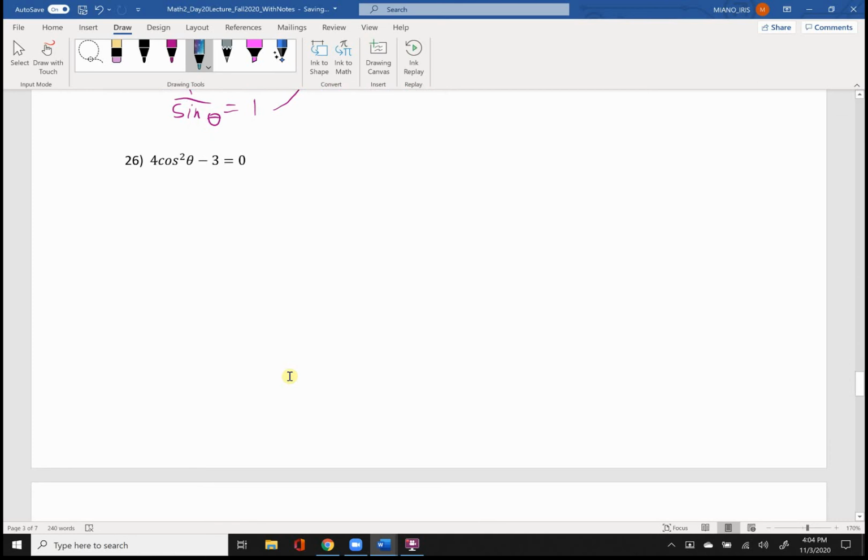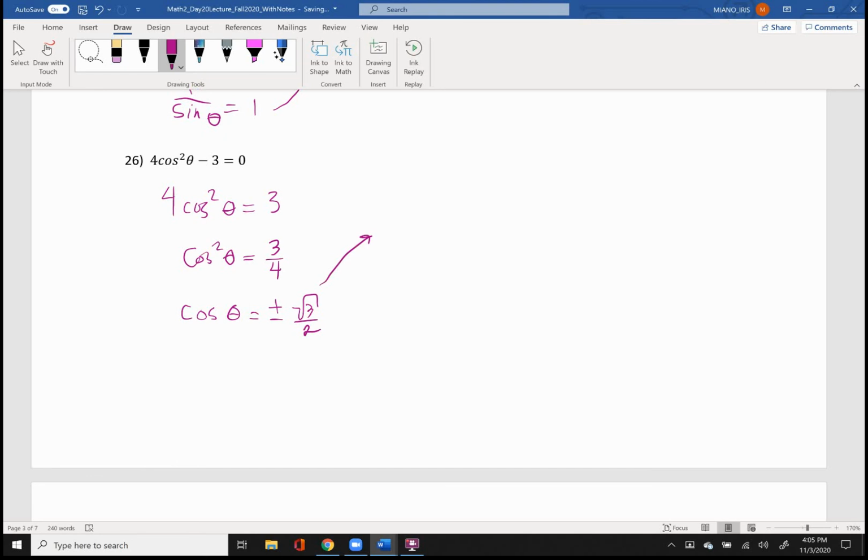Number 26. Again, perform the operations to get your, in this case, cosine theta alone on one side of the equation. Let's start by adding 3 to both sides. We'll get 4 cosine squared theta equals 3. Divide both sides by 4. Now cosine squared theta equals 3/4. Now take the square root of both sides. Cool. You want both the principal and the negative square root, and you'll get plus or minus root 3 over 2. Great. When is the cosine of theta plus or minus square root 3 over 2?